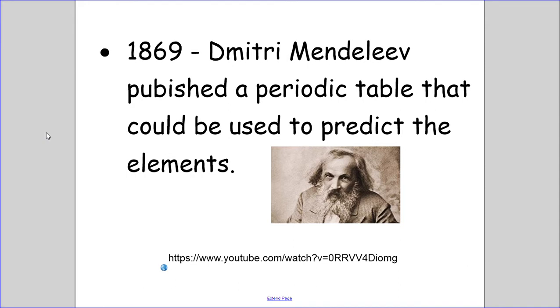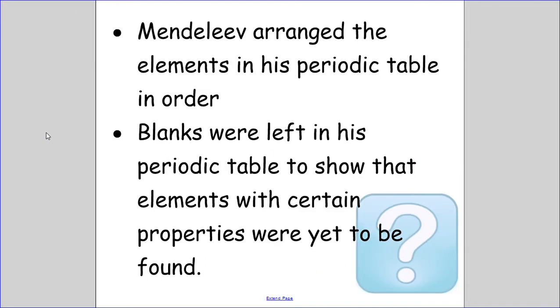He published a periodic table that could be used to predict the elements. He obsessed over the periodic table and the elements' properties and what they reacted with, and was one of the first to identify that there could be gaps in the table and elements that were yet to be discovered. So Mendeleev, father of the modern periodic table. He arranged the elements in his periodic table in order. Blanks were left in the periodic table to show that elements with certain properties were yet to be discovered.